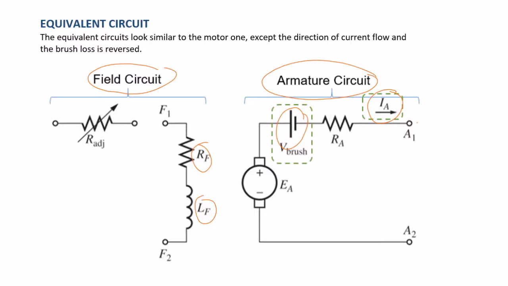And remember, the brush is part of the commutation system in this kind of machine that will help us convert from AC to DC, or vice versa, depending on the connection of the machine. And then RA is the armature resistance, which represents the total resistance in the armature circuit. It includes the resistance of the windings and also of all the wires connecting the windings to the terminals.